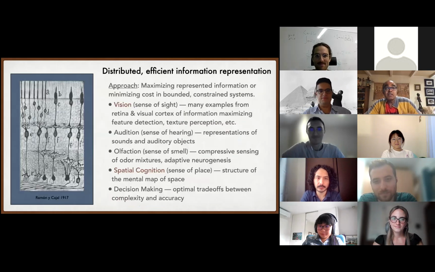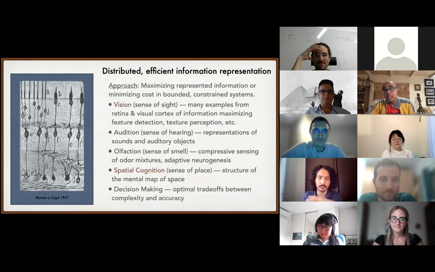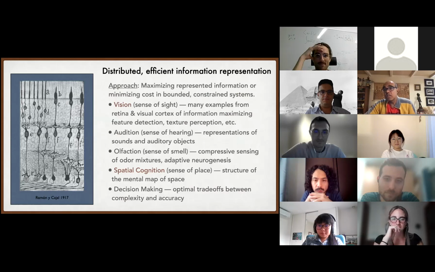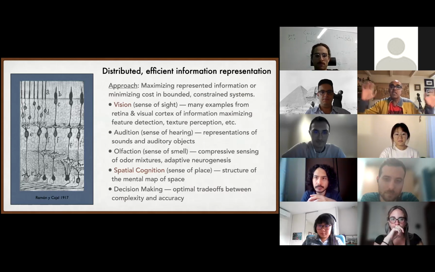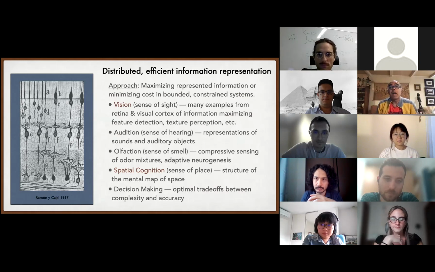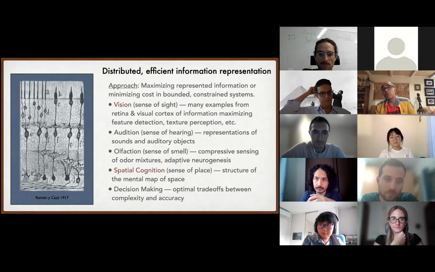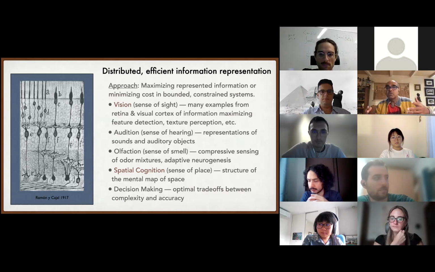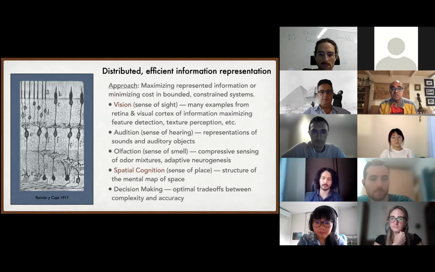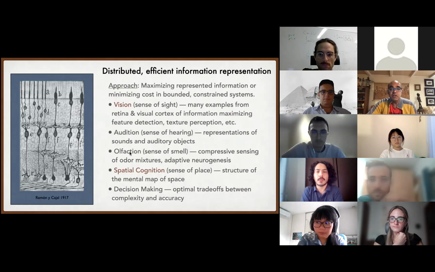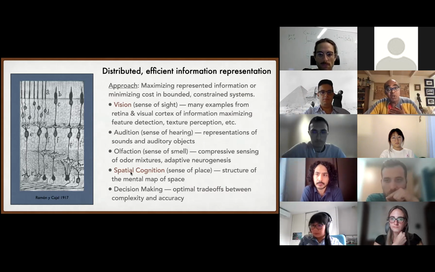So let me summarize. Overall, what have we done? We talked about distributed, efficient information representations of the brain, and I proposed to you that at least a piece of thinking about this could be understood by either maximizing represented information or minimizing the cost, depending upon what's most appropriate in bounded constrained systems. We looked at examples in vision, olfaction, and spatial cognition, but there's lots of work by lots of other people. I talked about my own work, but there's lots of other people to look at.